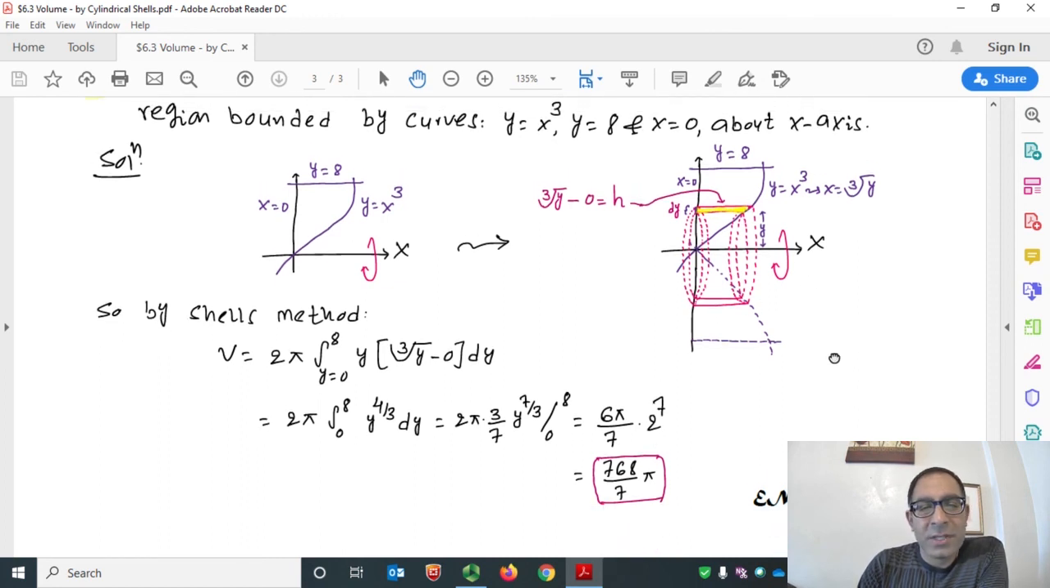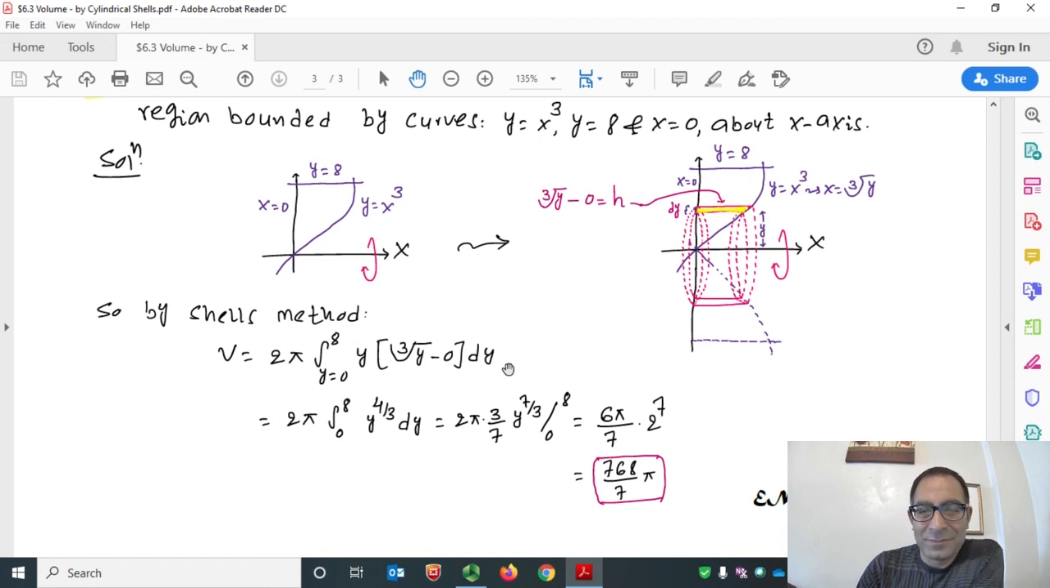So let me move on. In the cylindrical shells method, our volume setup is V equals 2 pi times the integral. We are integrating with respect to dy, so the y limits are 0 to 8. And then 2 pi times r times h. What is my r? r is y. And h is the height that I mentioned, which is the cube root of y. I don't need to subtract here, so just the cube root of y, dy.